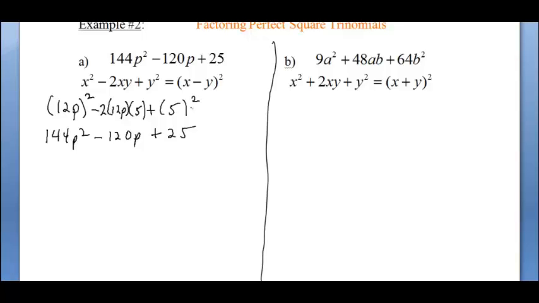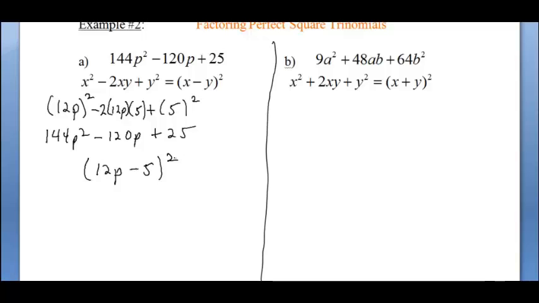So all you need to do, once you've identified it as a perfect square trinomial, is follow the pattern. And the pattern is, what multiplied times itself gives you the 144p squared? That's the 12p. Our middle term is minus, so we use a minus. And what multiplied times itself gives you 25? That would be 5. And this would be our quantity squared. So it would be 12p minus 5 quantity squared in its factored form.